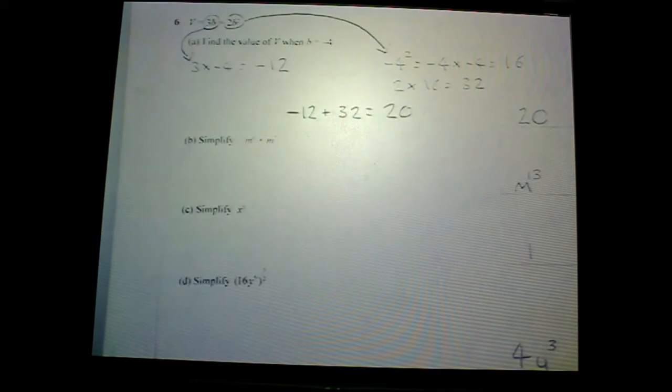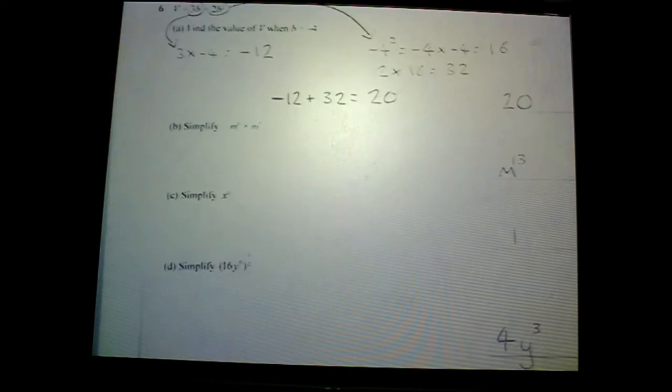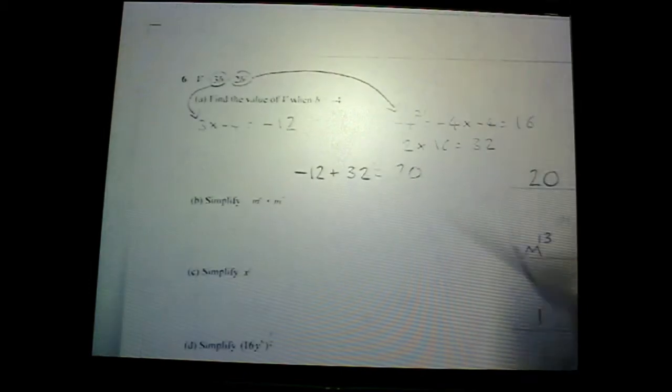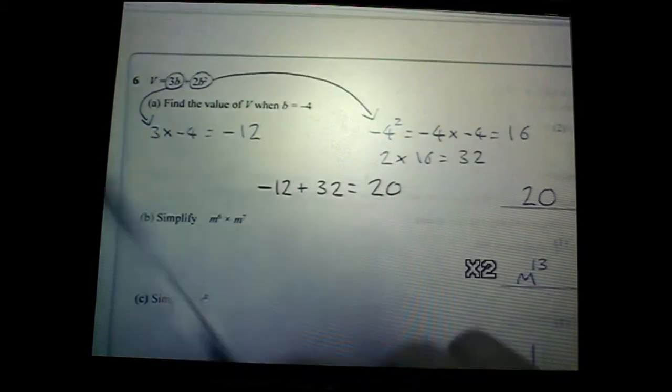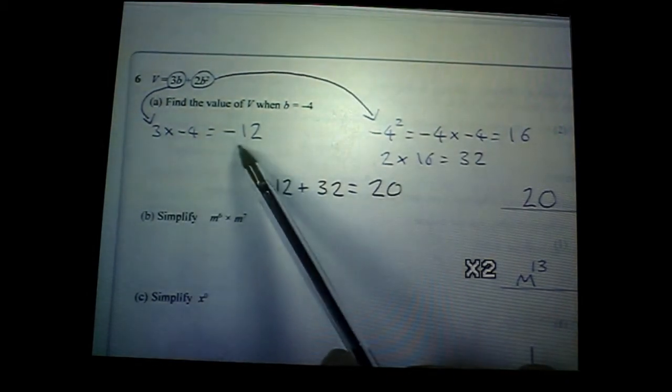Okay, next one, question 6. Find the value of v when b equals -4. I've done them separately. Zoom in a little bit so you can see all my workings for it. There you go. 3b is 3 times -4, which is -12.